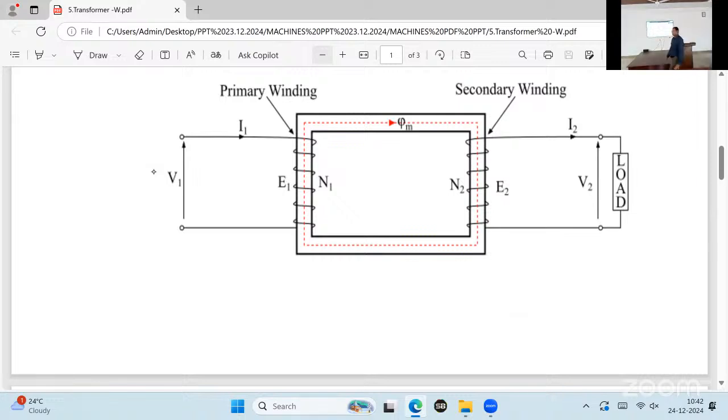Unit 2. If you read these questions, confirm you'll get the same questions in all the previous question papers also. Not to worry. Right now, the working principle: just 5 minutes and we have completed the working principle. Then we'll go for problems.